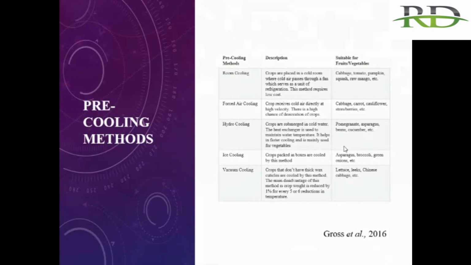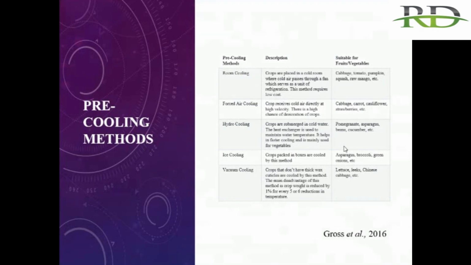Pre-cooling methods. Here are some descriptions of the pre-cooling methods and which fruit or vegetable is suitable for that particular method. In room cooling, it is a cold room where cold air passes through a fan which serves as a unit of refrigeration. Under this condition, cabbage, tomato, pumpkin, squash, and raw mango can be stored for a longer period of time. Forced air cooling receives cold air directly at high velocity. There is a high chance of desiccation of crops, under which cabbage, carrot, cauliflower, and strawberries are stored.